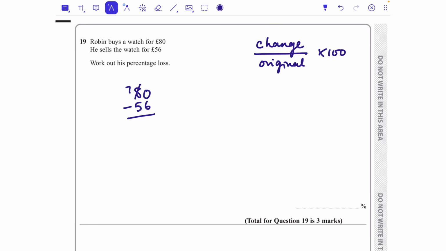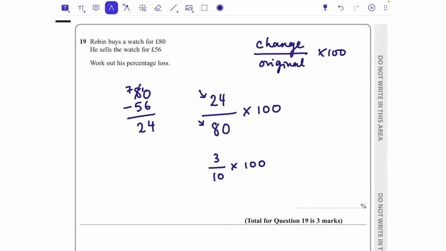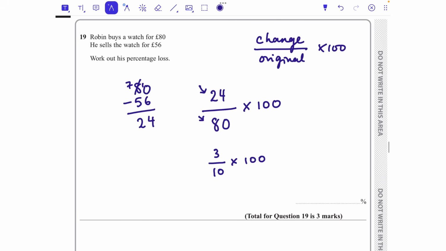More on the floor, let's borrow from next door. 10 take 6 is 4 and 7 take 5 is 2. So it's the change, which is 24, over the original, which is 80, and then we're going to times that by 100 to get our answer as a percentage. Now, both of these numbers are in the 8 times table, so I'm going to simplify this fraction to be 3 over 10. And on a non-calculator paper, it's always going to work out to be something nice like that. Otherwise, we'd need a calculator to do it. So there we go, 3/10 times 100. 3/10 is 0.3. And when we times that by 100, we get 30%.